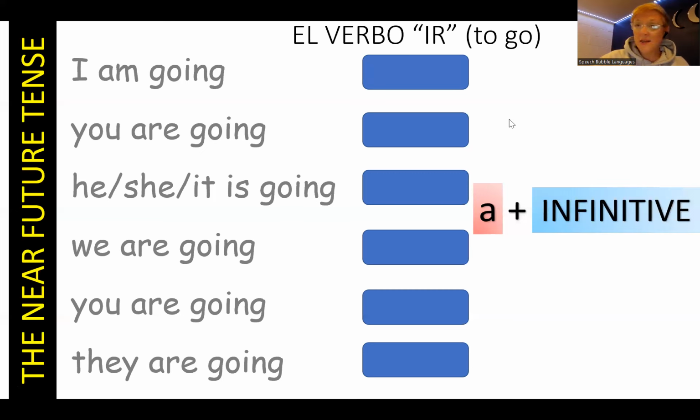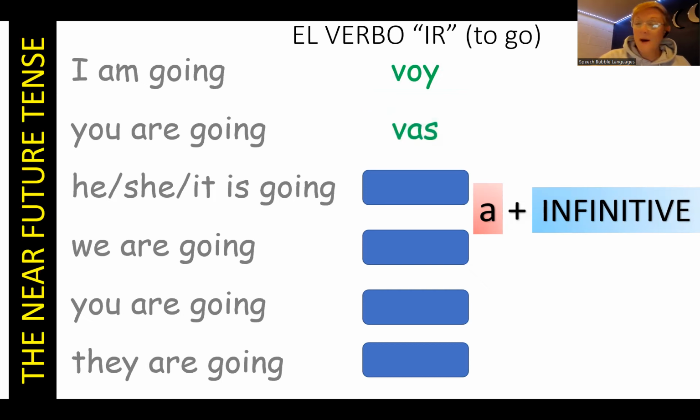To conjugate the near future in Spanish, we do something very similar to what we do in English. We use the verb to go. So we need the verb ir in Spanish, but we need to conjugate it in the present tense. How do we say the verb to go in the present tense? To get you started, I've given you voy. I go, I am going. Can you remember the rest of the verb conjugation?